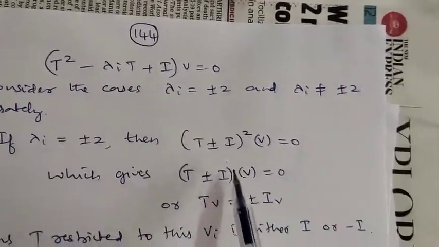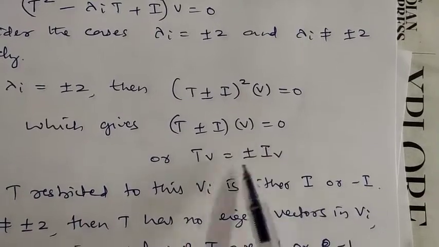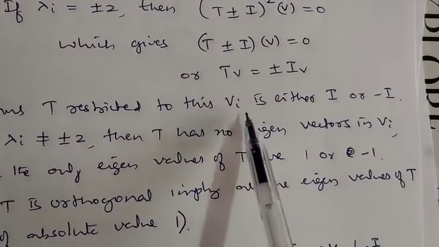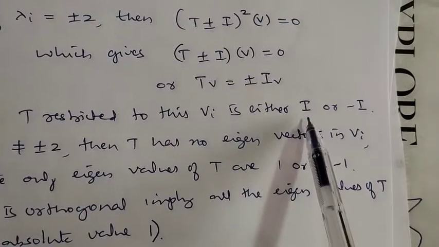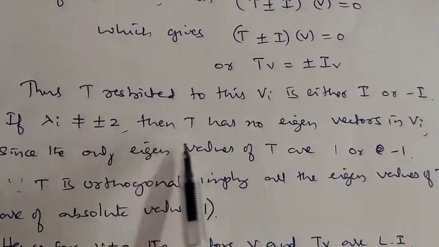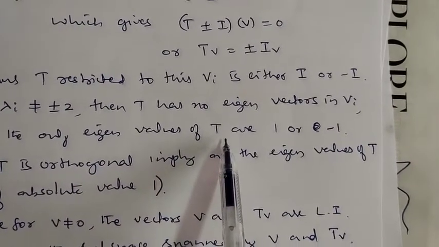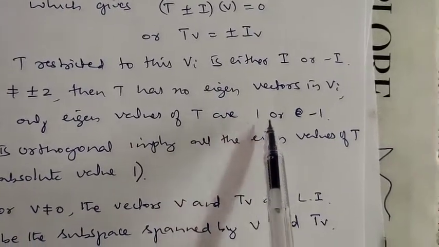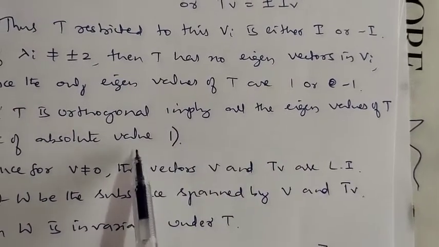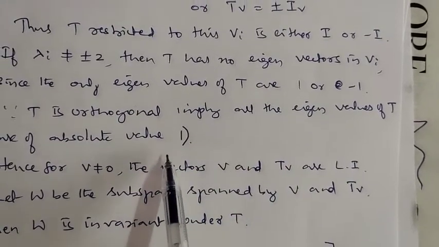So (T plus or minus I) whole square of V is 0, which gives (T plus or minus I) of V is 0, or T of V is equal to plus or minus I times V. Thus T restricted to this Vi is either the identity matrix or minus I. If lambda is not equal to plus or minus 2, then T has no eigenvectors in Vi, since the only eigenvalues of T would be 1 and minus 1, because T is orthogonal implies all the eigenvalues of T are of absolute value 1.